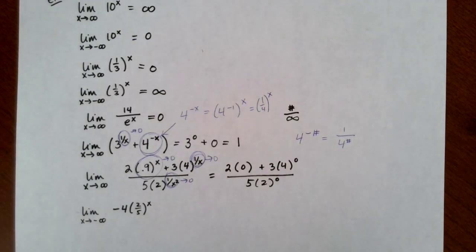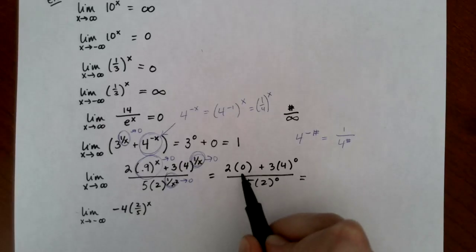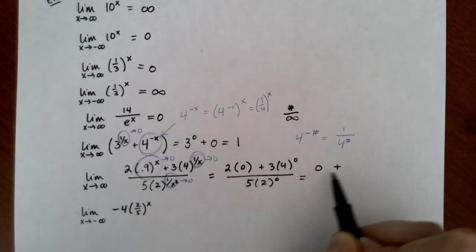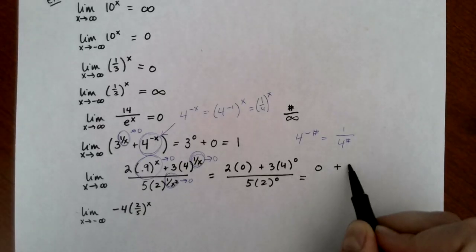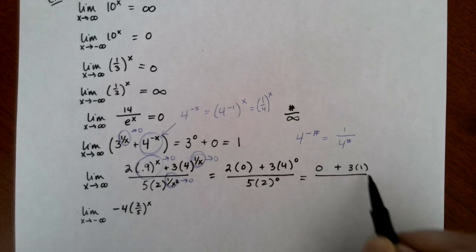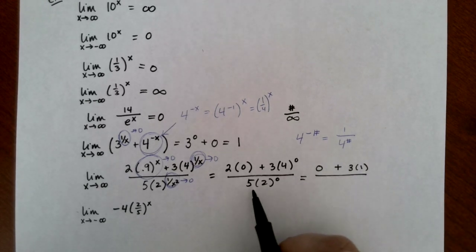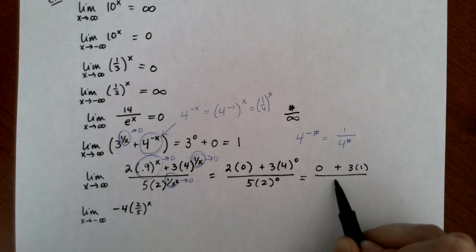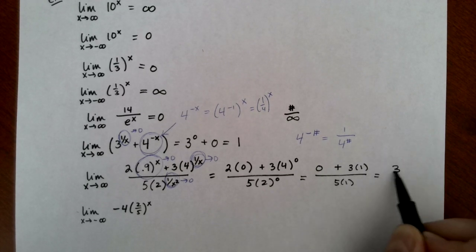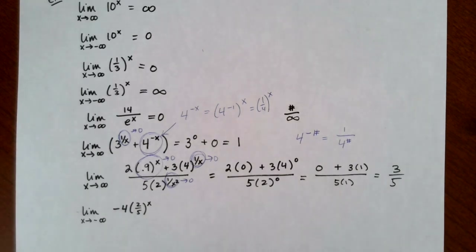And I'm going to very carefully compute here. 2 times 0 is 0. 4 to the 0 is 1. So this is 3 times 1, or just 3. Same thing down here. 2 to the 0 is 1. So this is 5 times 1. So this limit is 3 over 5.